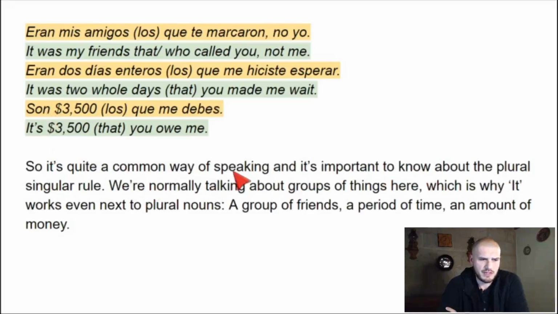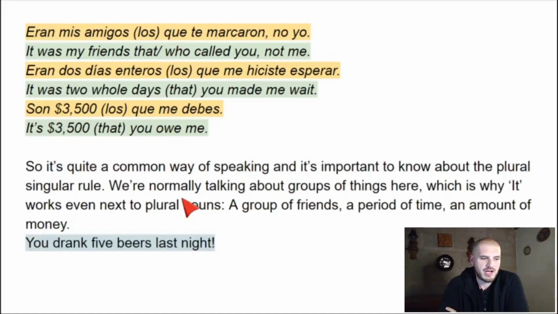In these cases we're normally talking about groups of things, okay? So if you look at this, a quantity of money is one quantity. A period of time is one period of time. A group of friends is one group of people. So you can make an argument that all three of these things are actually singular nouns, right?